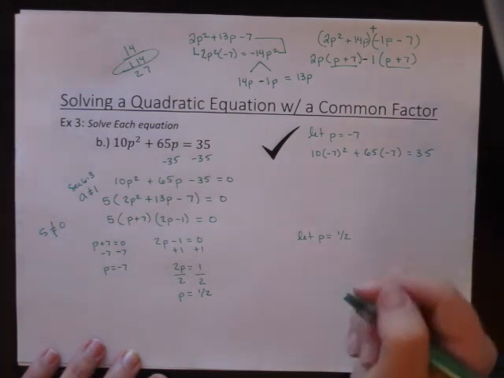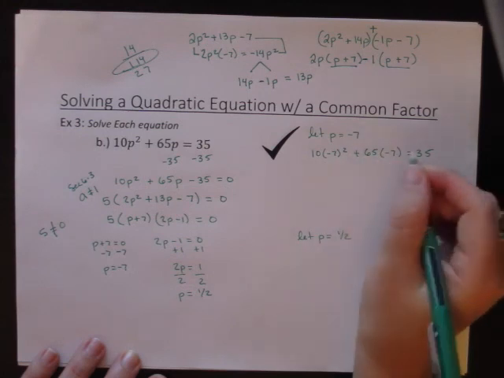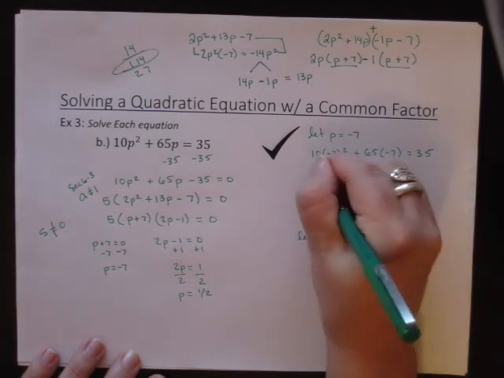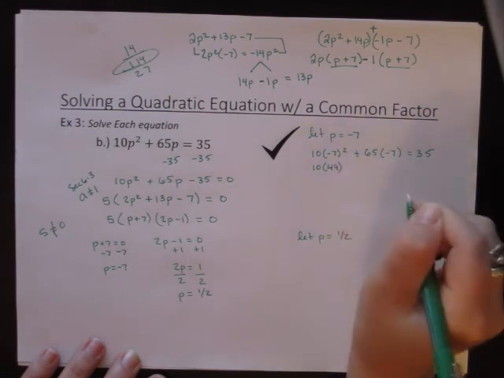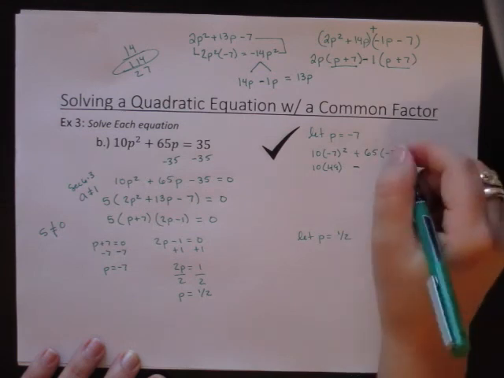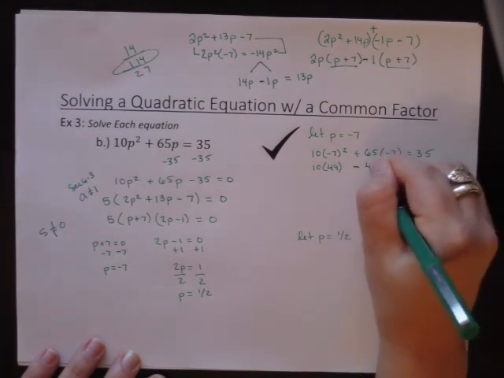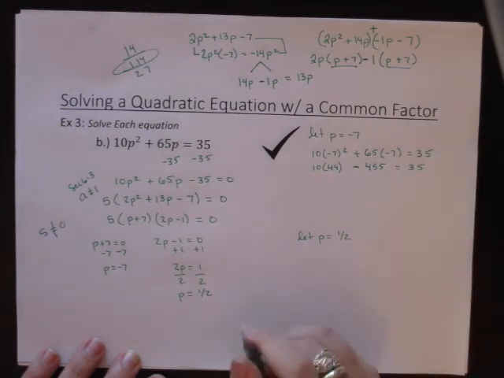Okay? So let's take it one step at a time. Hopefully you have your calculator. According to Please Excuse My Dear Aunt Sally, you've got to deal with exponents first. So negative 7 times negative 7 is positive 49. Positive times a negative is going to be negative. 65 times 7 is going to be a negative 455.